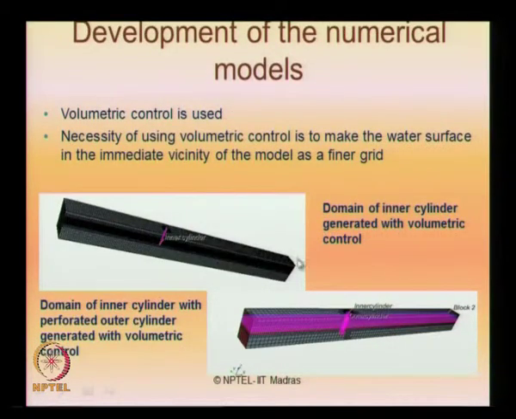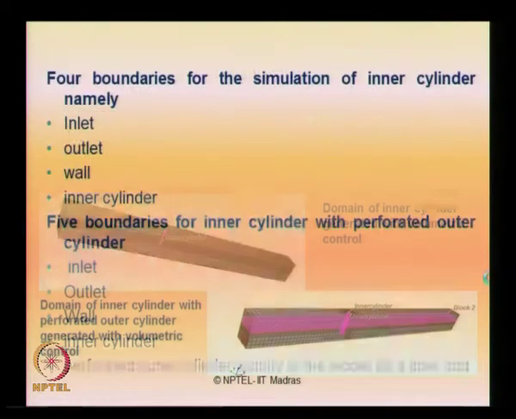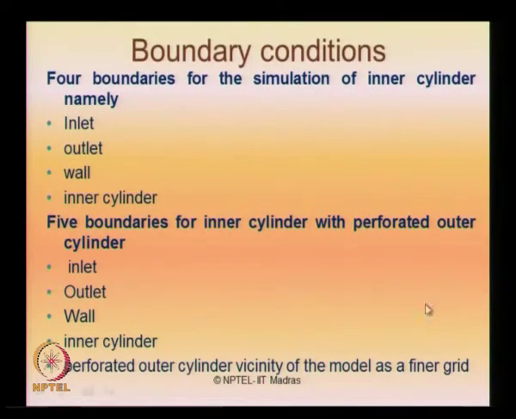This is how the model looks like for a domain of inner cylinder and the domain of an inner cylinder with perforated outer cover. This is a domain what we are showing here. Different boundary conditions deployed for the analysis for the inner cylinder are basically inlet, outlet, walls and of course the cylinder, whereas for perforated outer cover we have got 5 boundaries: inlet, outlet, wall, inner cylinder and perforated outer cylinder, with the vicinity of the model as a finer grid.